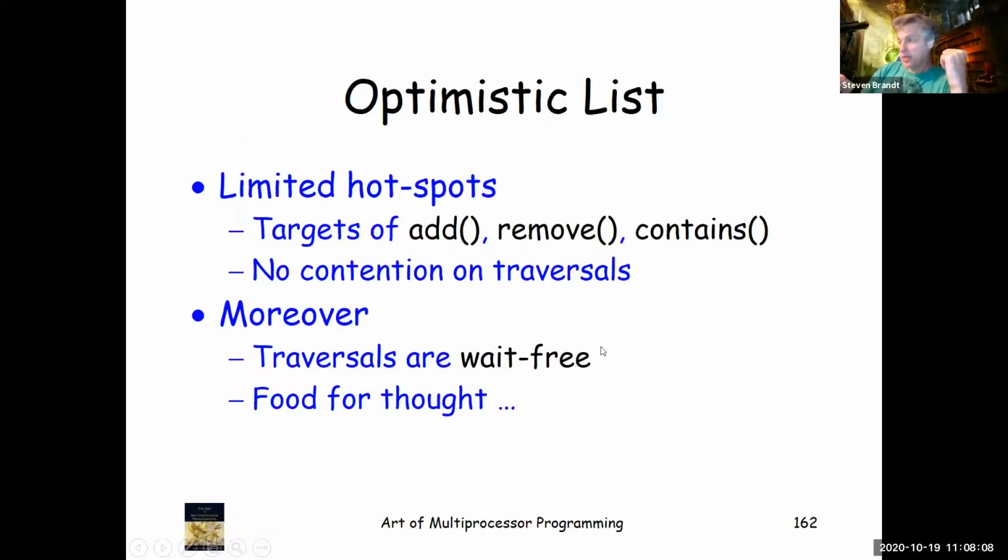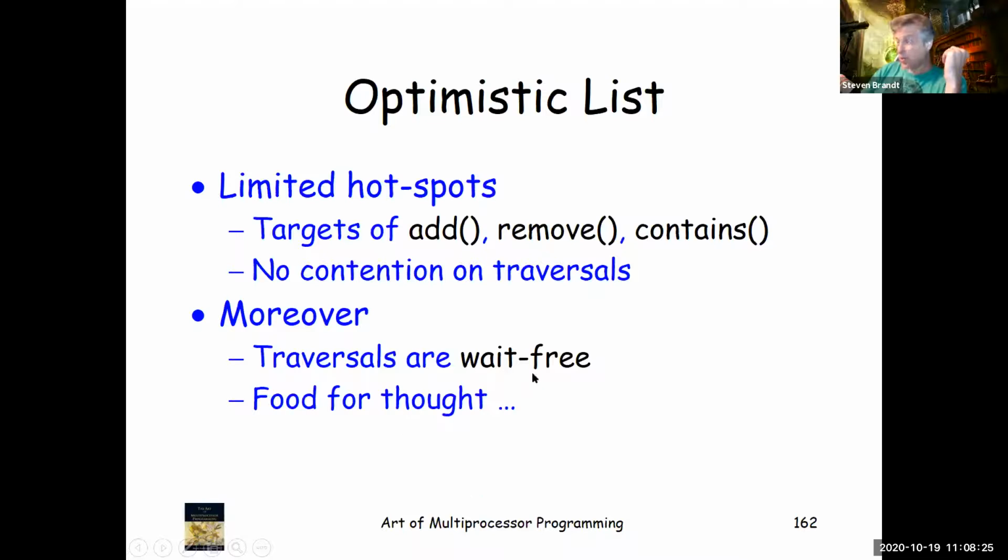Okay, so the optimistic lock has limited hotspots, right? The add, the remove, and the contains methods can happen. We have no contention on the traversals of the list, so that cuts down on our locking.